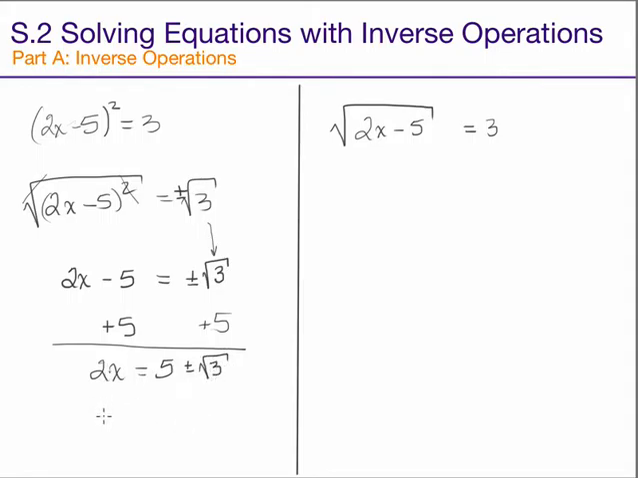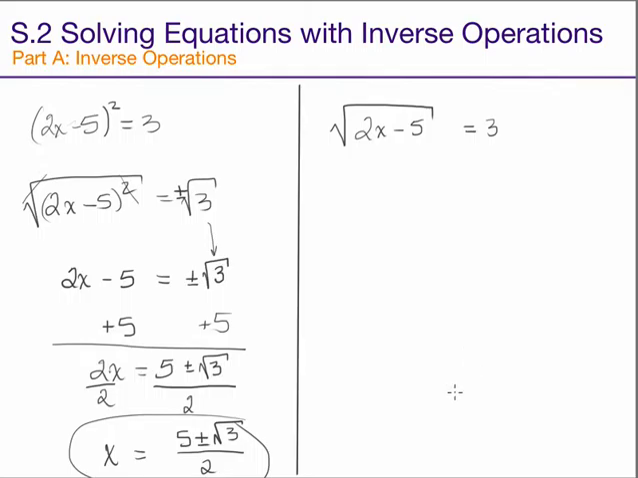Finally, I still don't have x completely by itself yet. I need to divide both sides by 2 to isolate x completely. My answer here is 5 plus or minus the square root of 3 all over 2. There is nothing else I can do with that. That's my final answer.